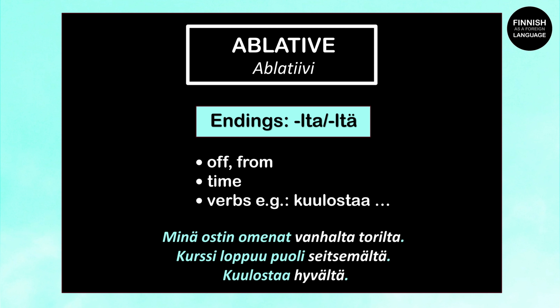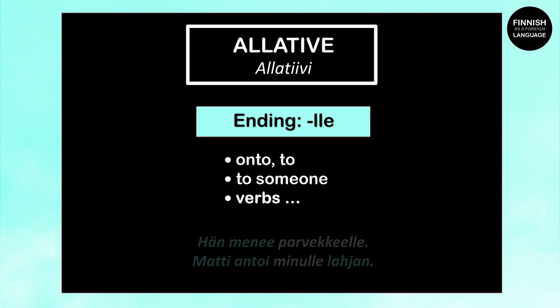The next case is the allative case. It ends with lle and it means onto or also to someone, and it's also used with verbs and more. Hän menee parvekkeelle means he goes onto the balcony. So we don't say he goes into the balcony, we say he goes onto the balcony. That's why we have parvekkeelle, which is the allative case of the noun parveke, which means balcony. Let's repeat. Hän menee parvekkeelle. He goes onto the balcony.